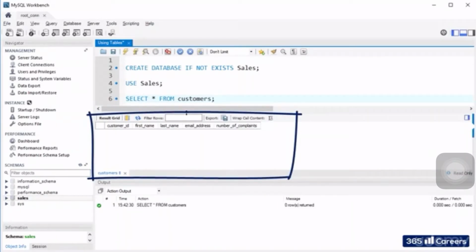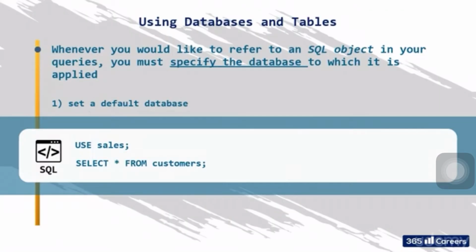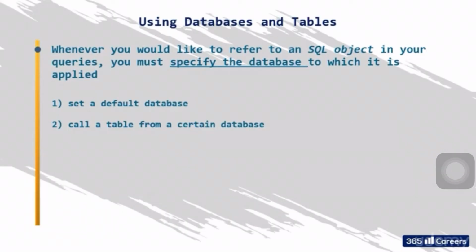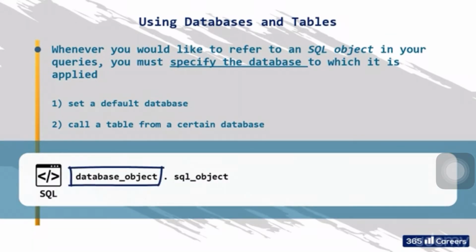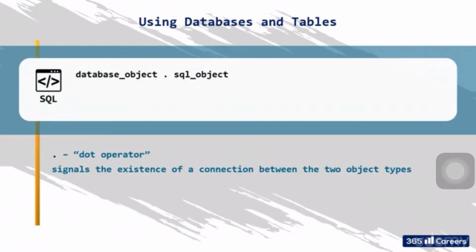The second way does not require you to have a default database. The syntax to call a table from a certain database, in other words, to use the information from a specific table, is the following: name of the database object, dot, name of the SQL object. In computing terms, the dot is called dot operator. It signals the existence of a connection between the two object types.